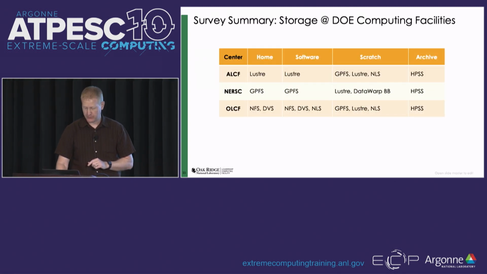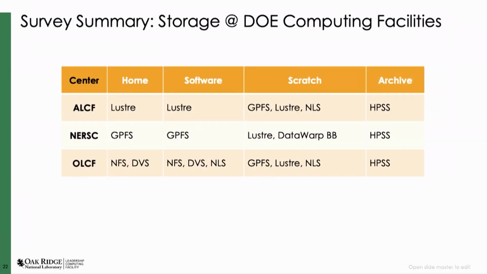So just a brief summary of the survey of storage at DOE computing facilities. By use case, we can see that ALCF and NERSC went the parallel file system route for their home and software, whereas OLCF uses a tree of NFS and also node local storage for software. Scratch, you see GPFS, Lustre, burst buffers, node local storage, and everybody's using HPSS for archive.